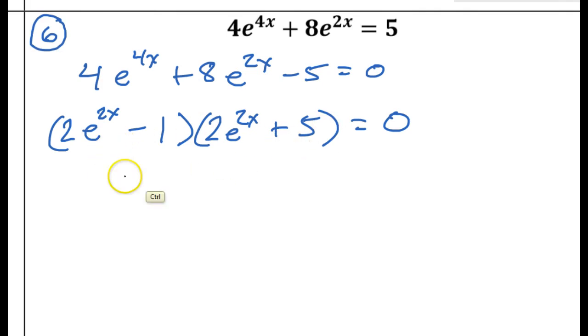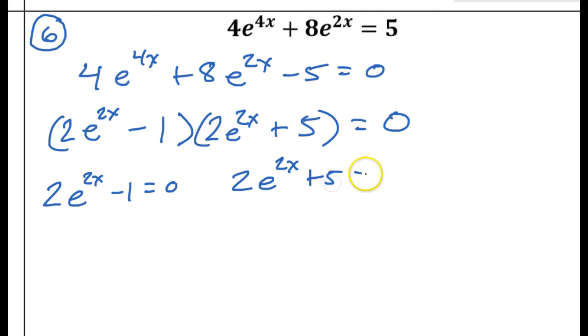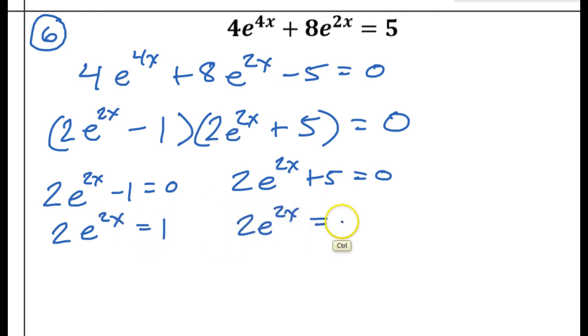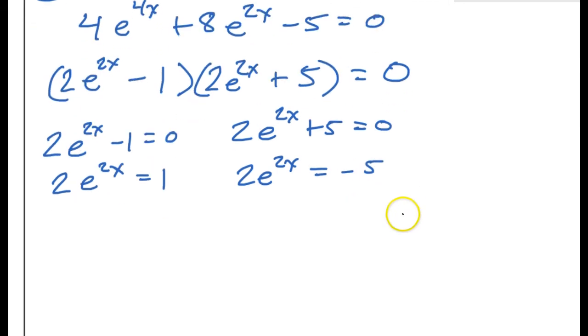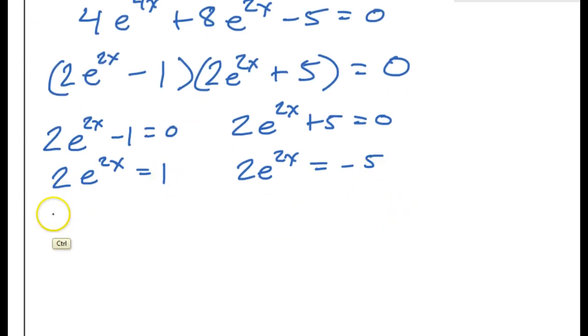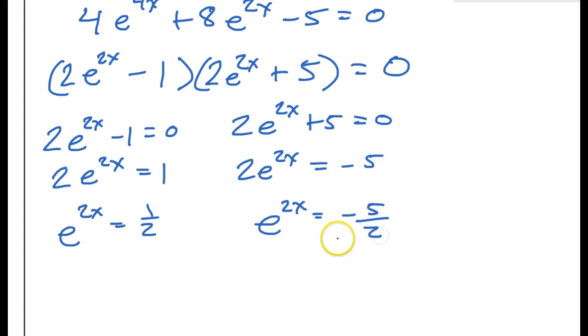So now we will set each of these factors equal to 0. So 2e to the 2x power minus 1 equals 0. And 2e to the 2x power plus 5 equals 0. So this will give me 2e to the 2x power is equal to 1. And this will be 2e to the 2x power is equal to negative 5. Dividing both sides by 2, I will get e to the 2x power is equal to 1/2. And I will get e to the 2x power is equal to negative 5 over 2.